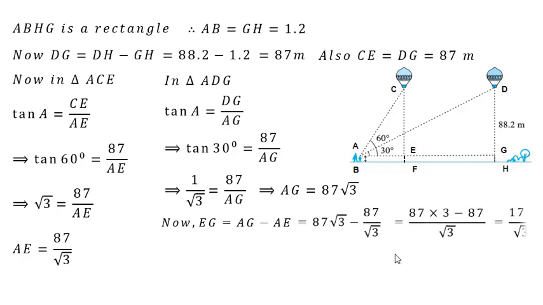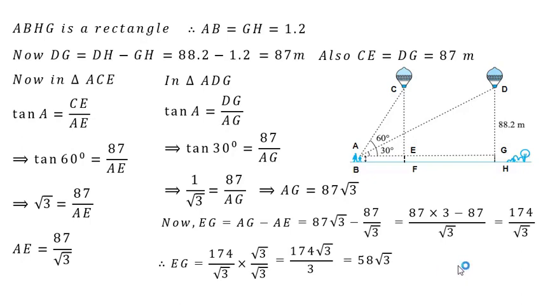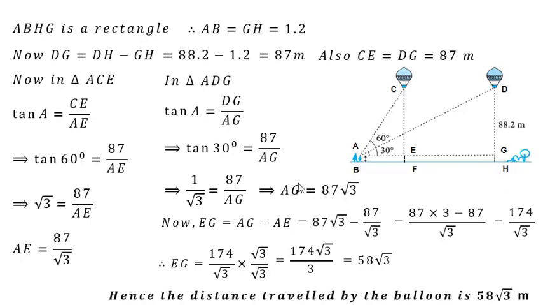I will simplify it and I get the answer as 58 root 3 meter. So 58 root 3 meter is the distance travelled by the balloon. Hence I will say the distance travelled by the balloon is 58 root 3 meter.